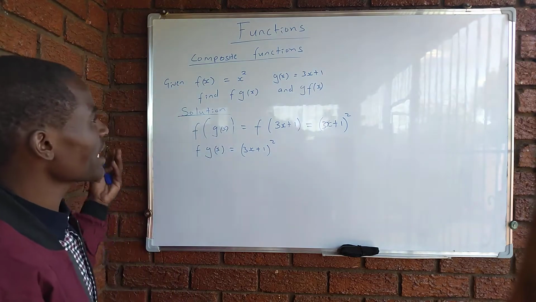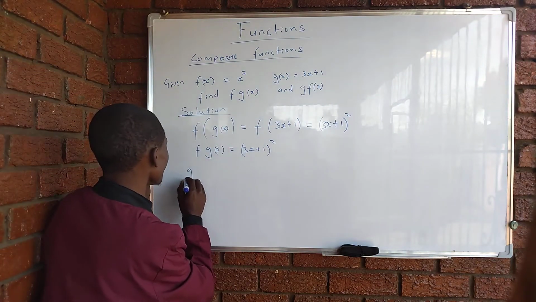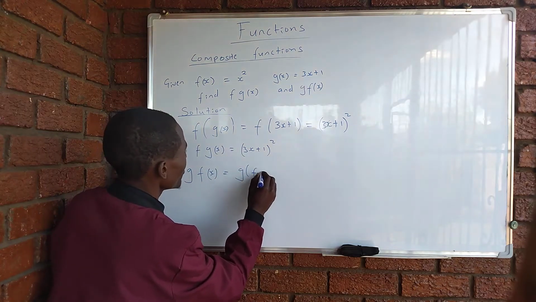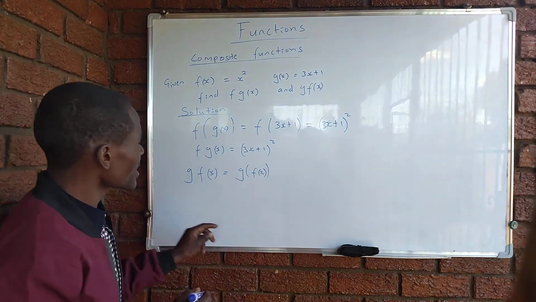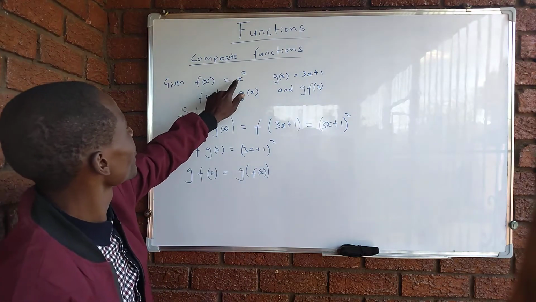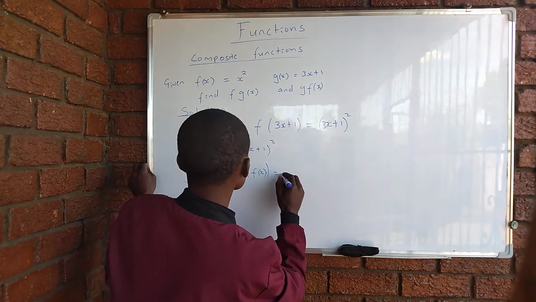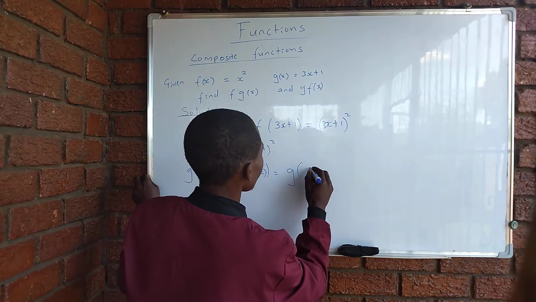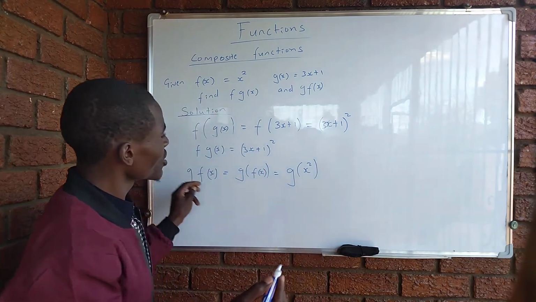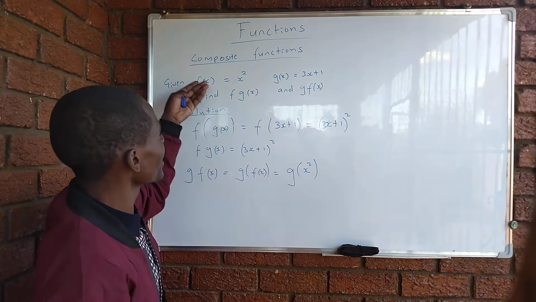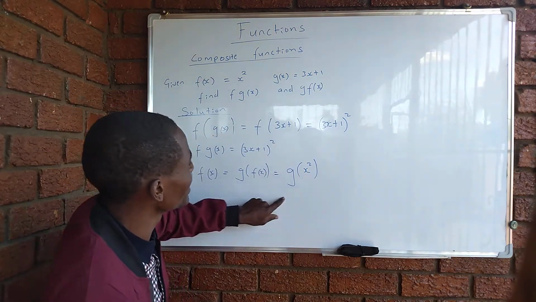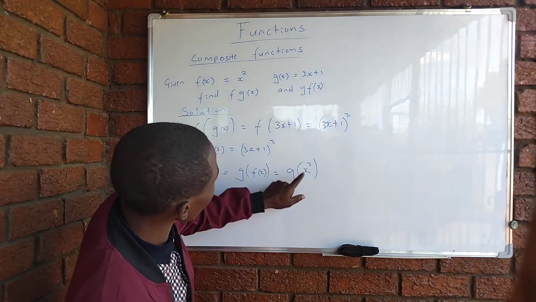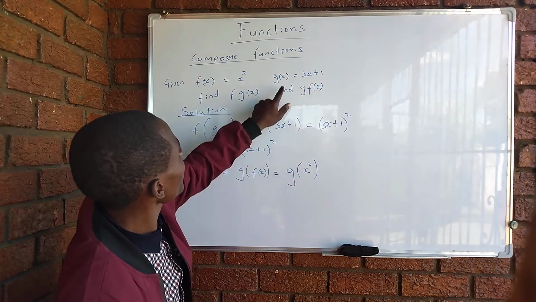So g f of x is simple. G f of x is equal to g open bracket f of x. We know f of x, we are given f of x, which is x squared. So now we are given the function g of x, and we are required to find g of x squared. So wherever there is x in g of x, we put x squared.